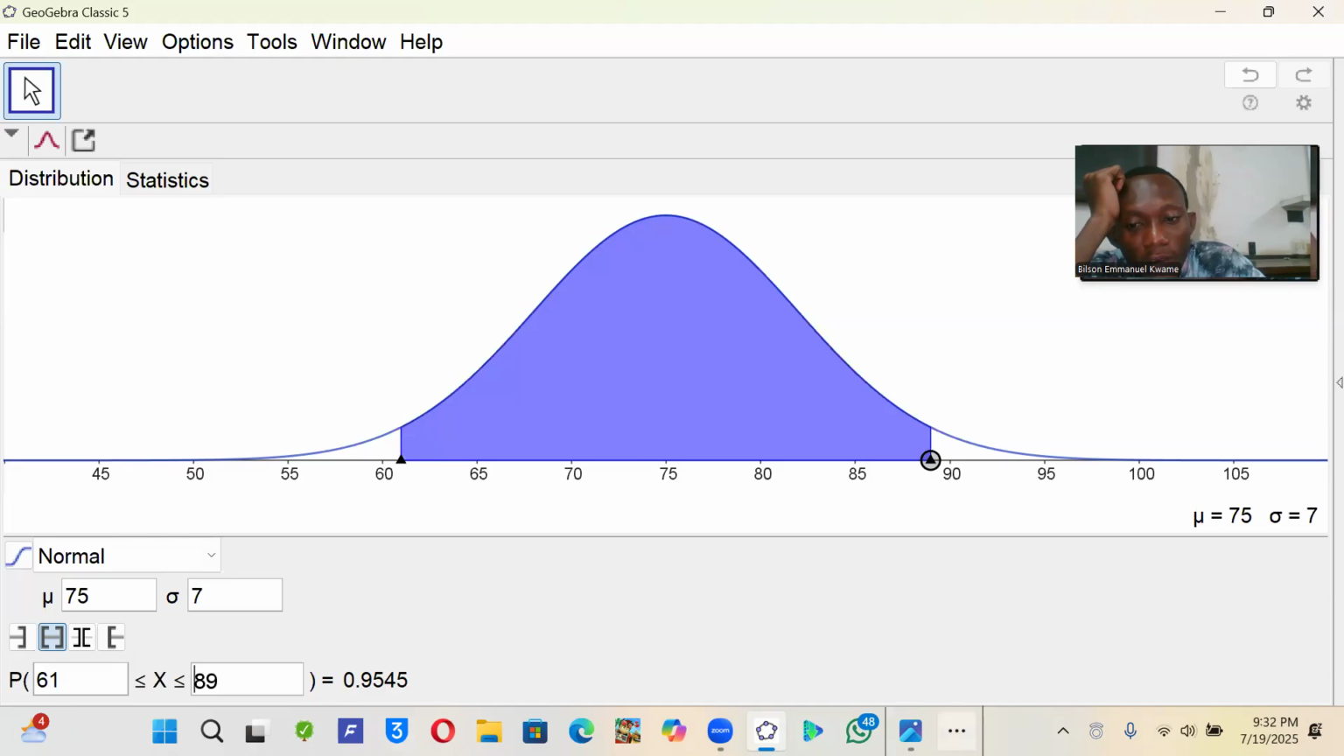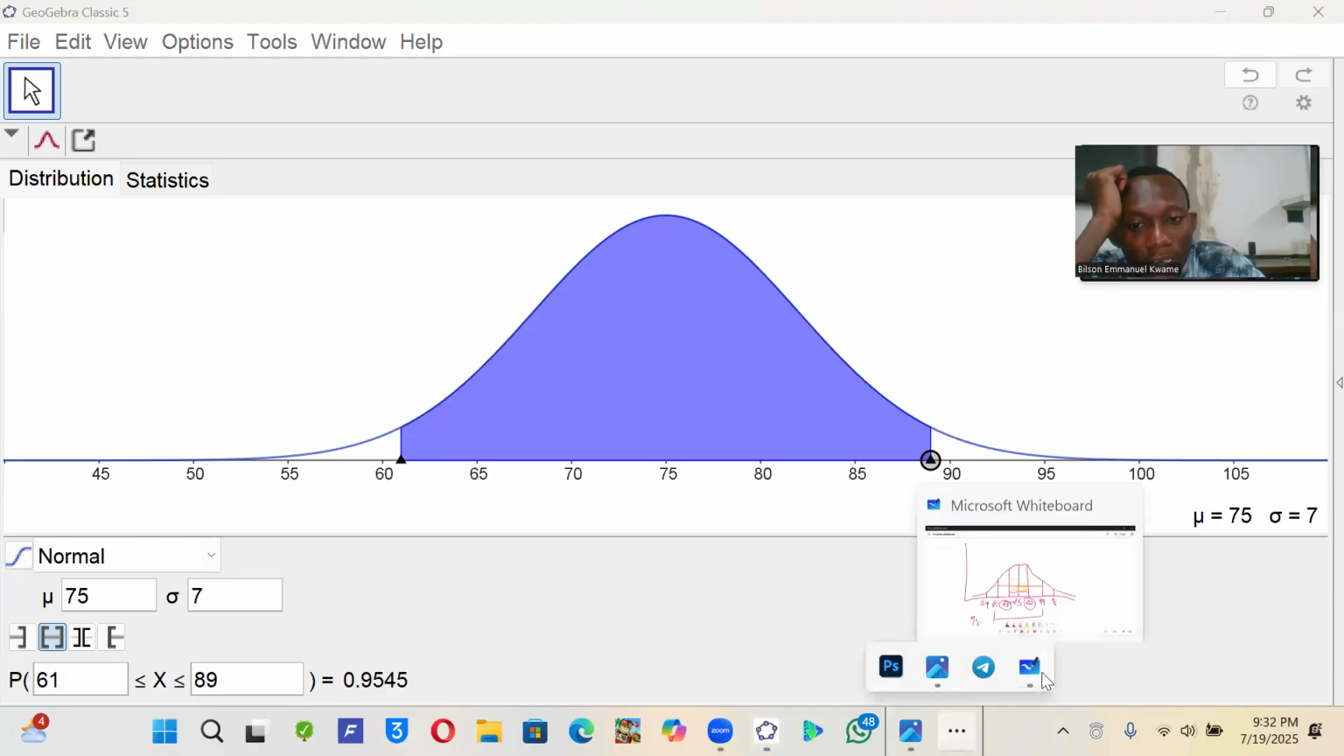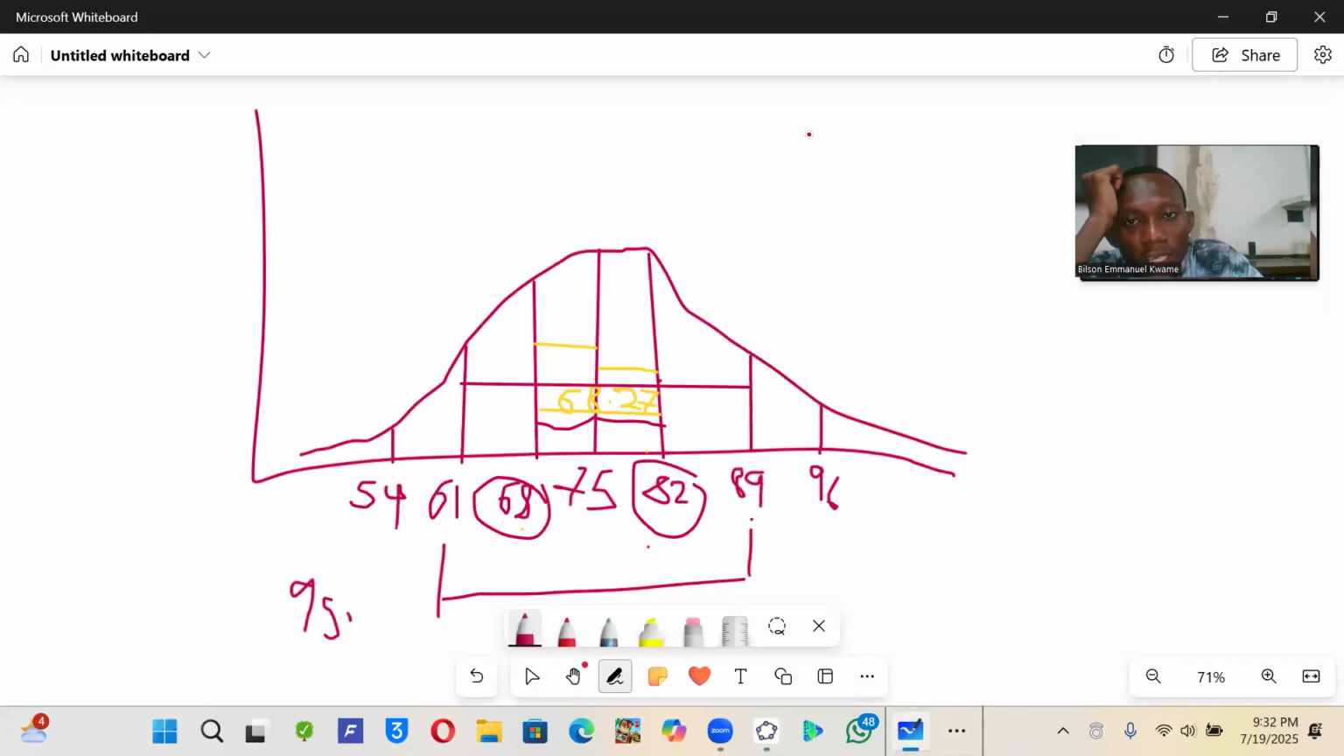So all that we are going to do is that we come here. The total number of students in the class is 800, right? Then we've gotten to know that from 61, as the question demanded, let's go to our GeoGebra app. From 61 up to 89, right?